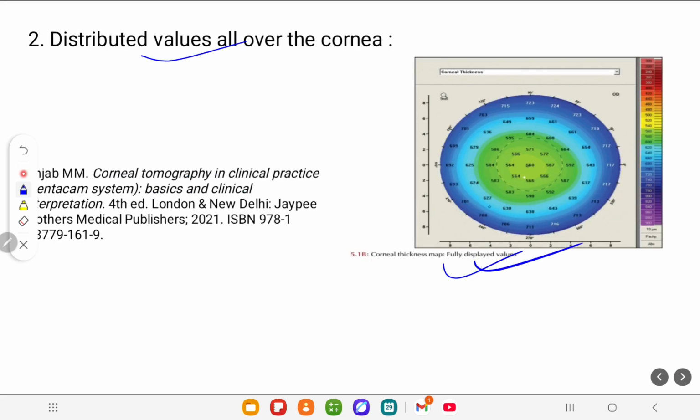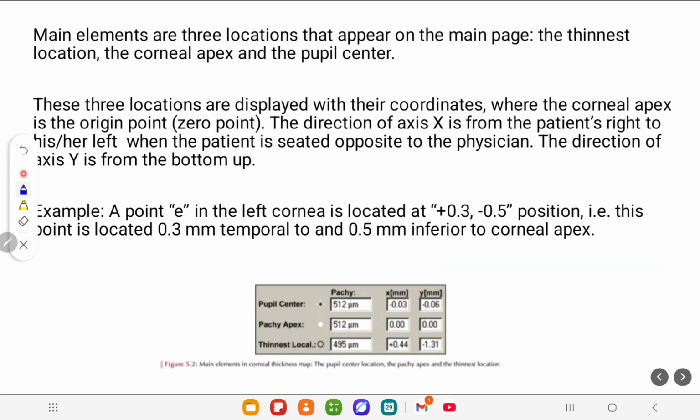There are three locations that appear on the main page: the thinnest location, the corneal apex, and the pupil center. Whenever you try to draw a conclusion and see things more accurately, it's very important. The thinnest location, the corneal apex, and the pupil center. These three things are very important.